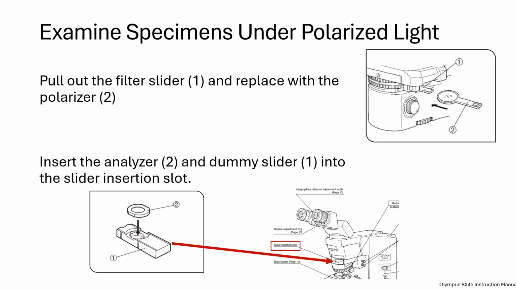The ability to use a polarizer is another important skill in dermatopathology that is most useful for assessing Congo red stains for amyloid and in looking for foreign bodies, many of which are polarizable. And to do this, you want to first replace the filter slider, which is number 1 in the diagram on the right, with your polarizer. Then you can insert the analyzer and dummy slider into the slider insertion slot in your microscope.